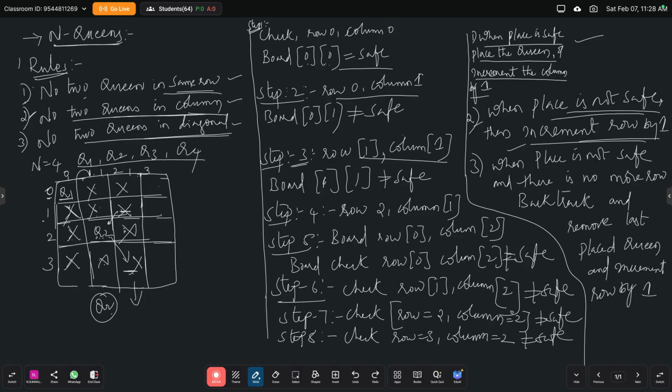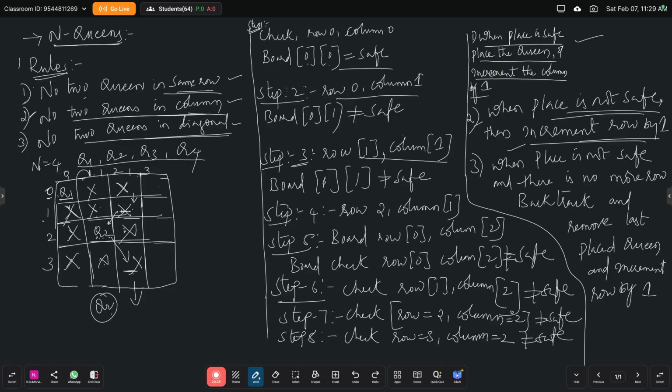We start with the 0th row. Check this place, second column, 0th row. Is this safe? No, it is not safe because q1 is already in the 0th row. Whenever the place is not safe, just increment the row by 1. So what is that place? Second column and first row.